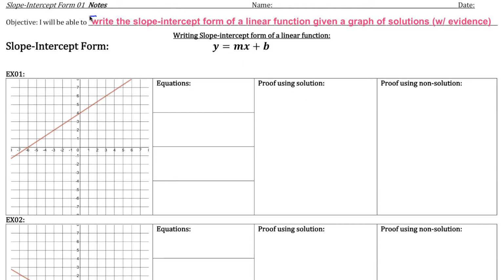Okay, so in this lesson we are going to write the slope-intercept form of a linear function given a graph of solutions. So before we write the slope-intercept form of a linear function or a line, we need to figure out what the slope-intercept form is. So slope-intercept form is y equals mx plus b, where the plus b is the y-intercept.